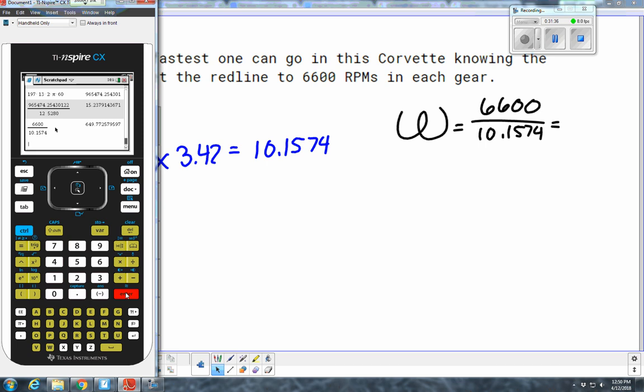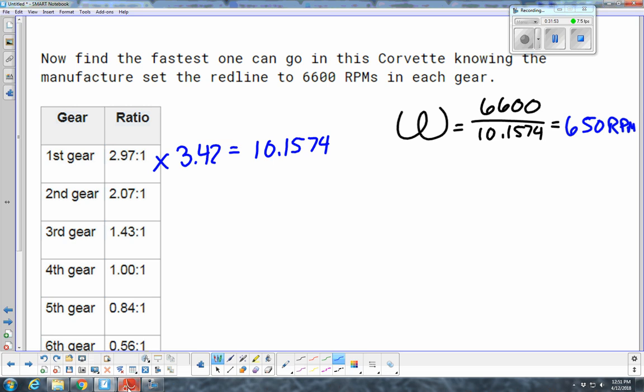So let's keep it in first gear, taking it to the limit. How fast can this thing go? Velocity, or linear speed, is going to be the angular speed, which is 650 revs per 1 minute. Now I've got to do some canceling. I'm going to multiply that by the radius. The radius is still 13 inches. That didn't change. 13 inches per 1 radian.